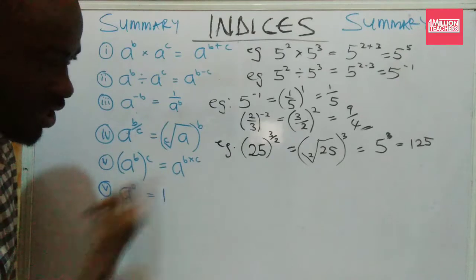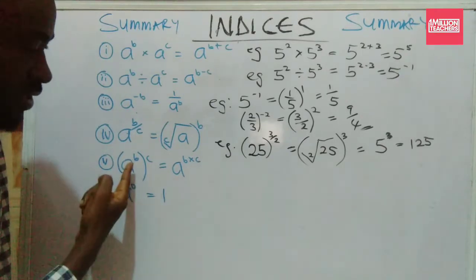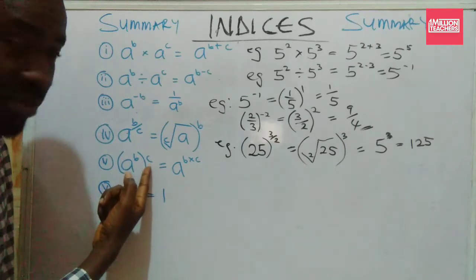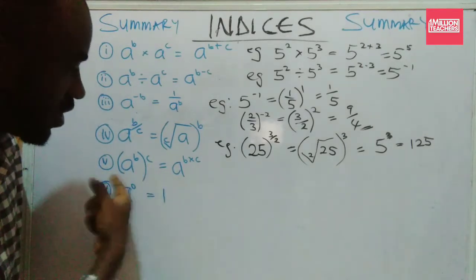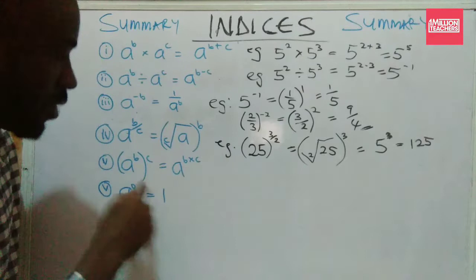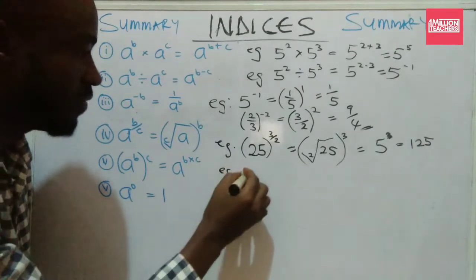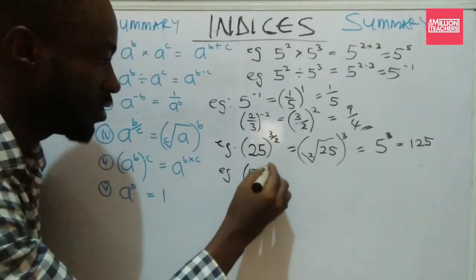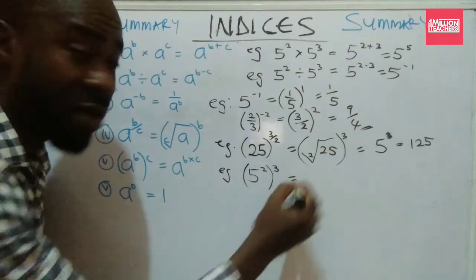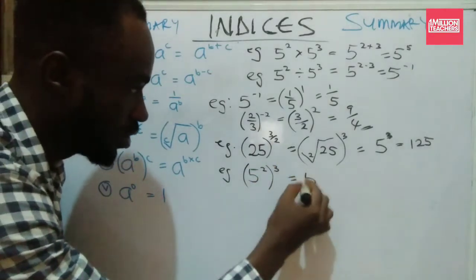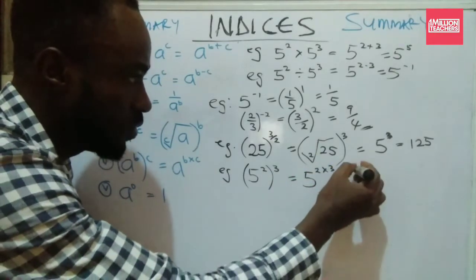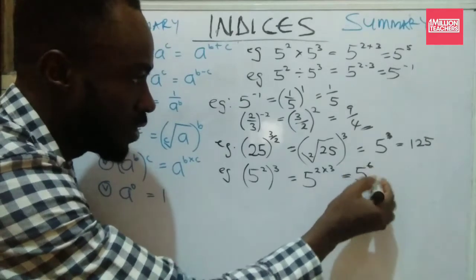The next law here is the power law. You can see we have two powers, one inside the bracket and one outside the bracket. This law says multiply both powers. So for example, if I have 5 raised to the power of 2, all in brackets, to the power of 3, the power law says it's going to be 5 raised to the power of 2 times 3, and that is equal to 5 raised to the power of what?